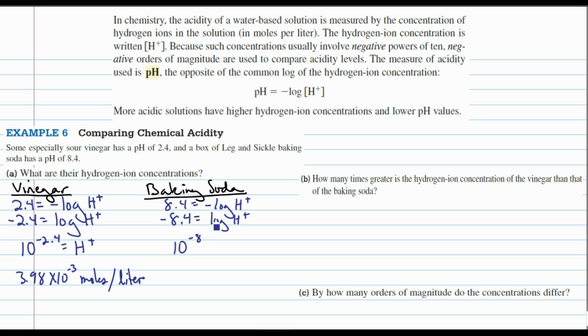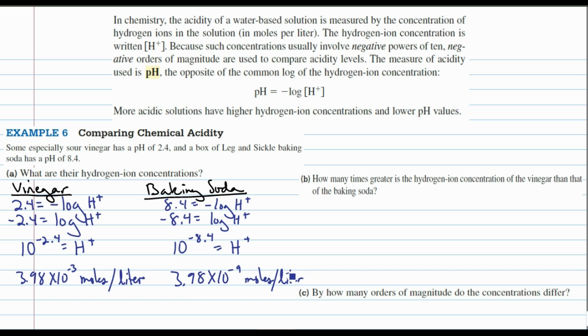Logs find exponents, so the output, negative 8.4, becomes the exponent. That is H+. So that is a perfectly acceptable answer. Or you have 3.98 times 10 to the negative 9 moles per liter.